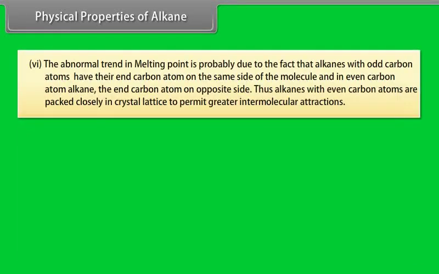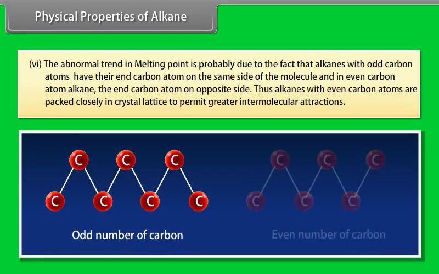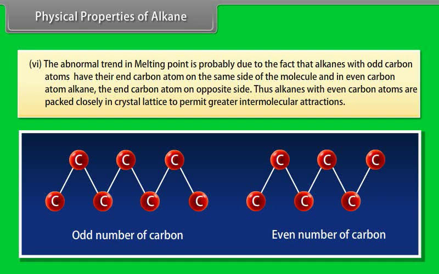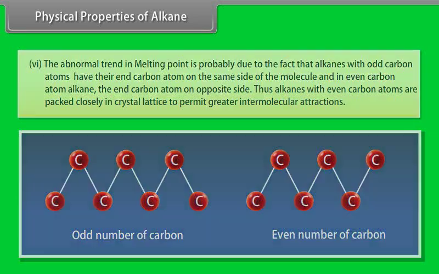Number 6. The abnormal trend in melting point is probably due to the fact that in alkanes with odd carbon atoms, the end carbon atoms are on the same side of the molecule, and in even carbon alkanes, the end carbon atoms are on opposite sides. Thus, alkanes with even carbon atoms are packed closely in the crystal lattice, permitting greater intermolecular attractions.